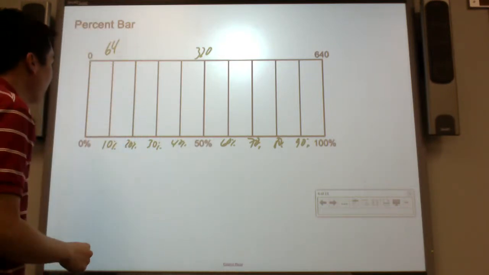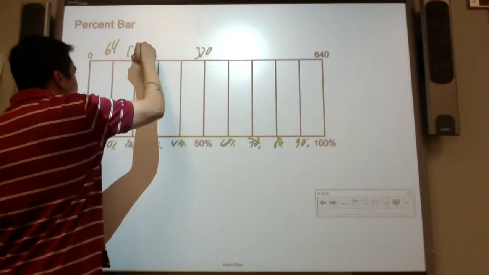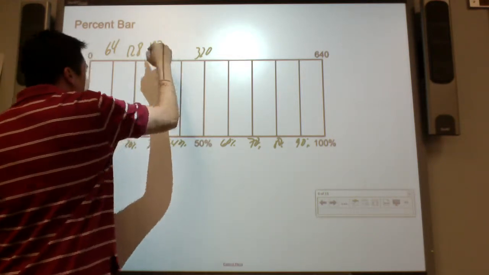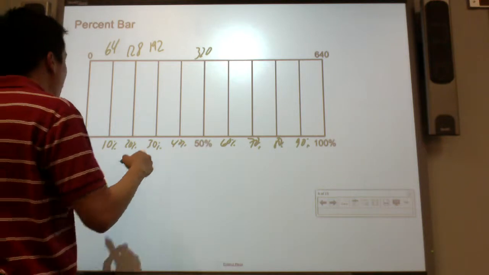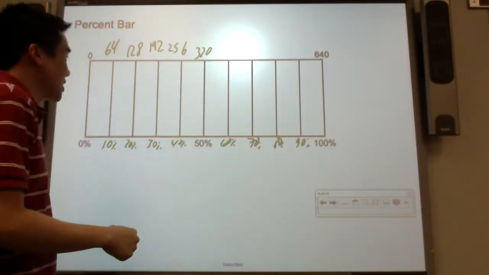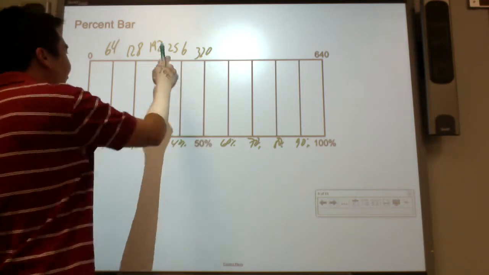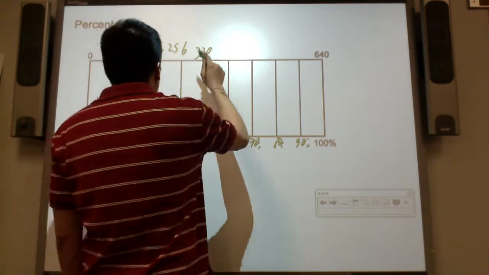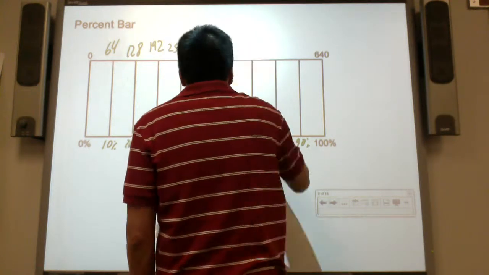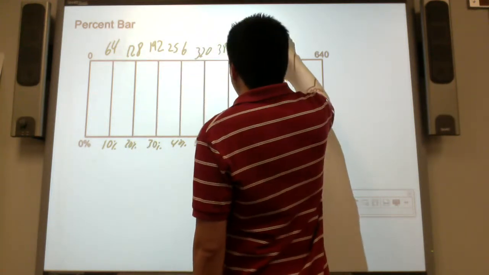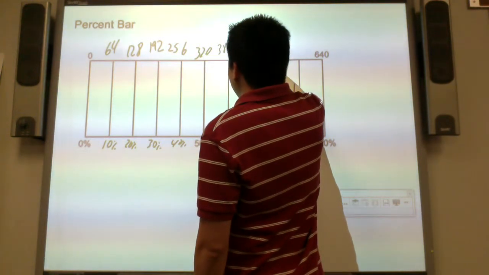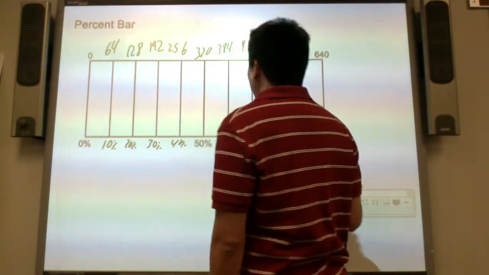So 64. Another 64 is 128. Another 64 will add up to 192. Another 64 will add up to 256. Another 64 will add up to 320. Another 64 will add up to 384. And another 64 will add up to 448. I'm going to stop right there.